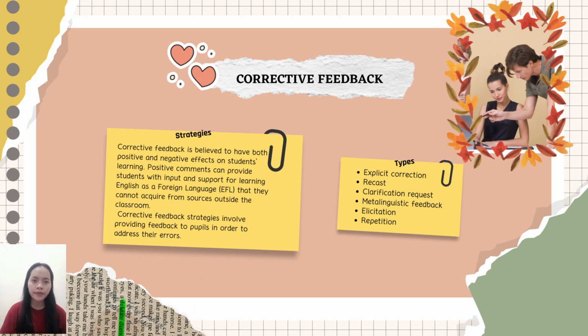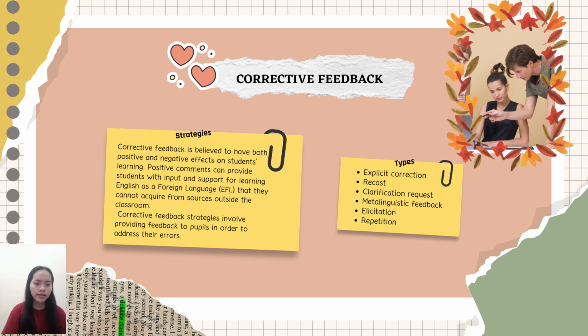Number two is types of corrective feedback. For the first is explicit correction. It implies that the teacher will directly correct the pupil's statement and provide the appropriate one. The second is recast. It signifies that the teacher reformulates the pupil's statement or utterance after implicitly correcting them.